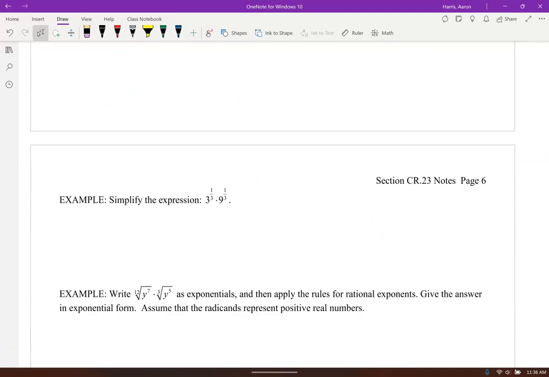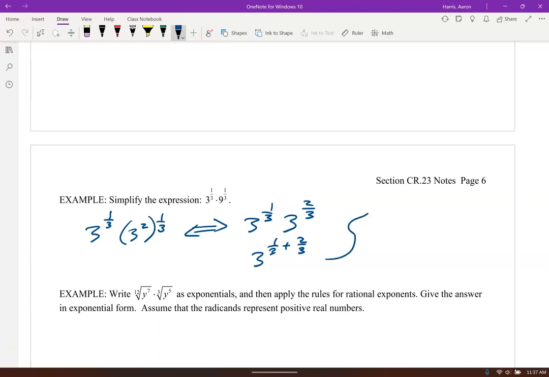These do not have the same base, if you notice. But what I could do is, I have 3 to the 1/3. That's a base 3. 9 is the same as 3 squared. So there's my 9 to the 1/3. So this is 3 to the 1/3, which stays the same. The next one is 3 to the 2/3. Now they have the same base, so I can add them. 1/3 plus 2/3 is 3/3, or 1. So that just ends up being 3, right? That's one way to do that.